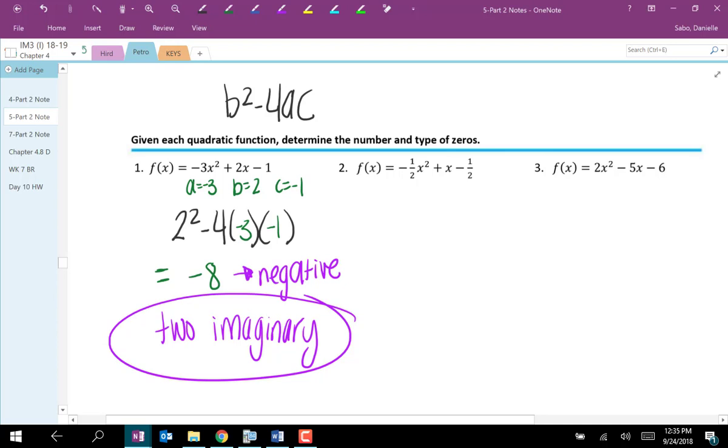All right, let's do it again. So again, I have B squared minus 4AC. So what is A? Wait, it was that easy. Yeah, it's not a hard problem. These are actually pretty easy. It's pretty straightforward. What's A?